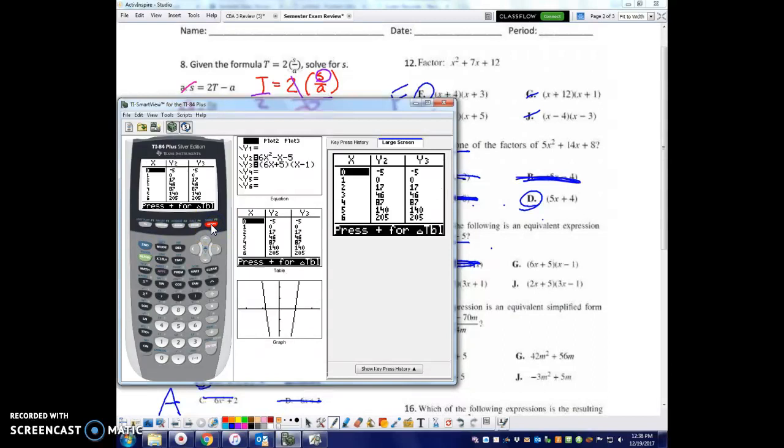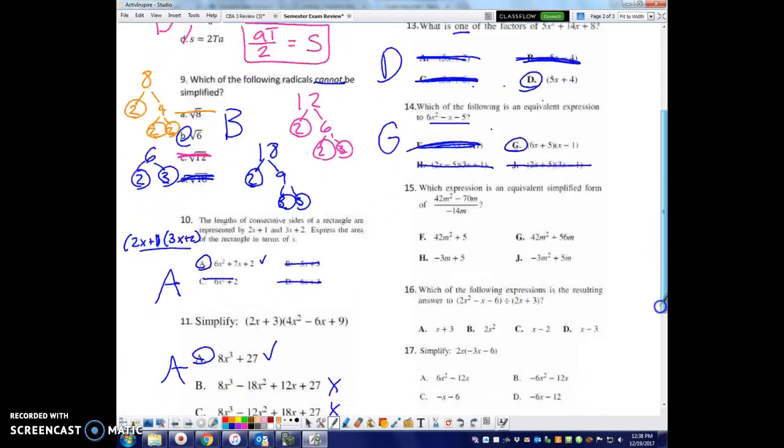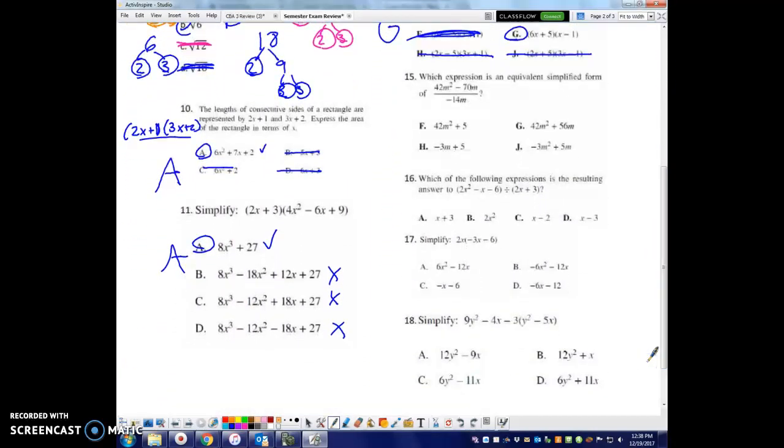Table. Do they match? Yes, they do. They're exactly the same. So it is G. On your test, be sure to double check these just to be sure. Okay? Now 15. Which expression is equivalent simplified form?